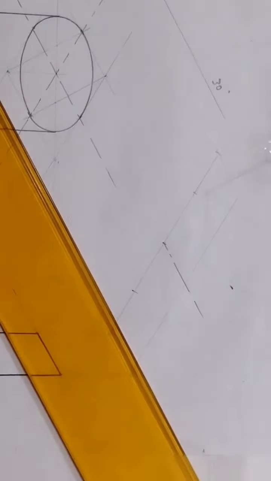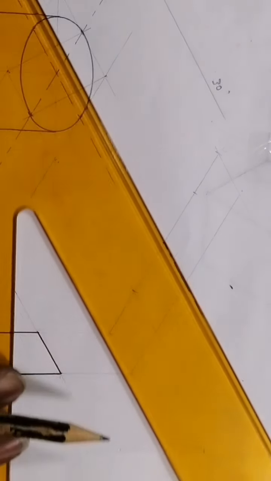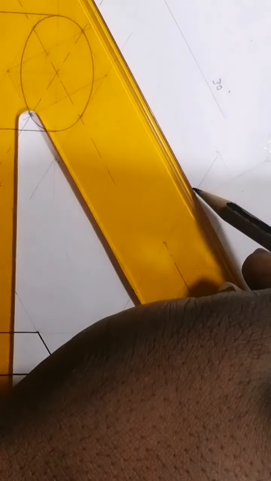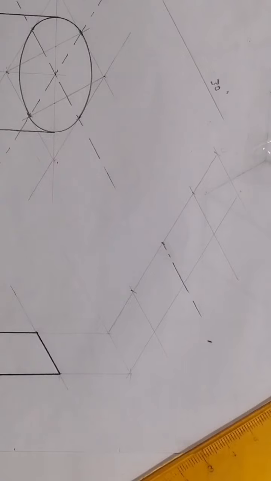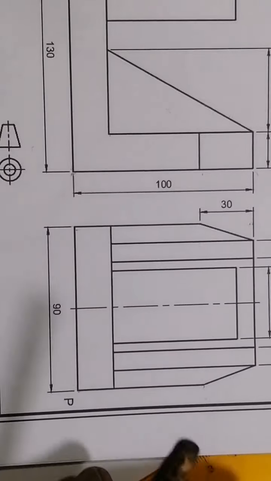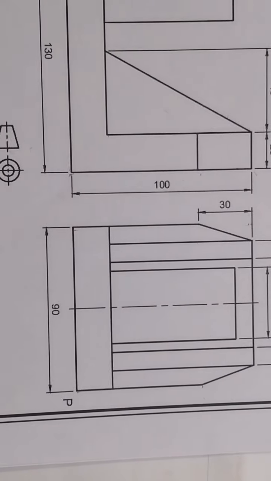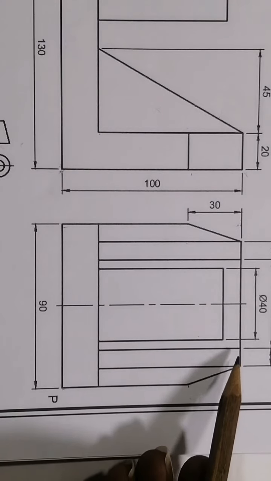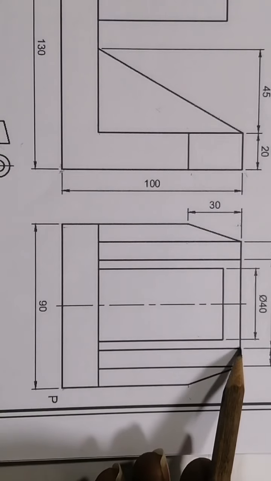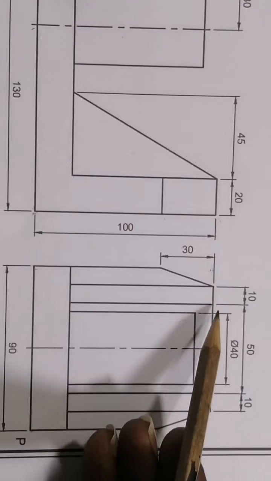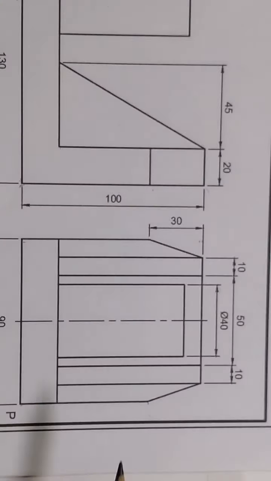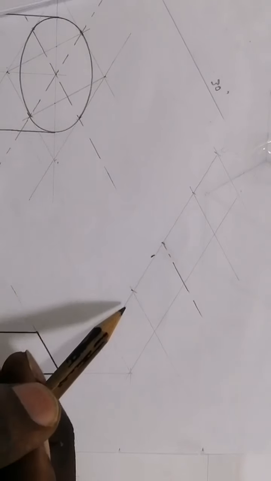So I can just draw a faint line like this and another one like this. I'm afraid to draw them dark for now. Come back and analyze it properly, and you see that you are still having some other dimension: where your 50 ends, there is 10 millimeter, and where your 50 begins, there is 10 millimeter. So we have to add those 10 there.